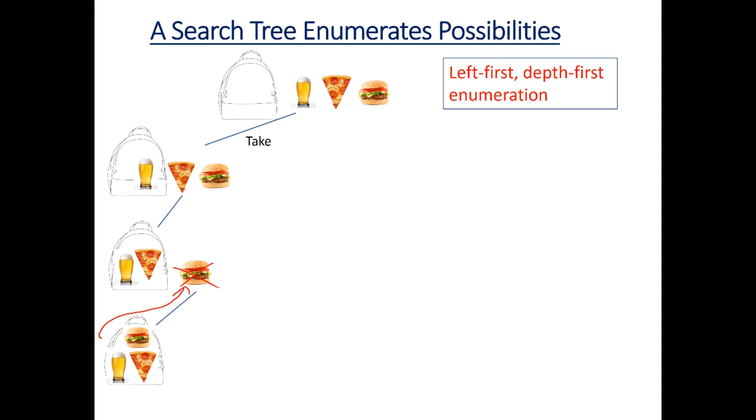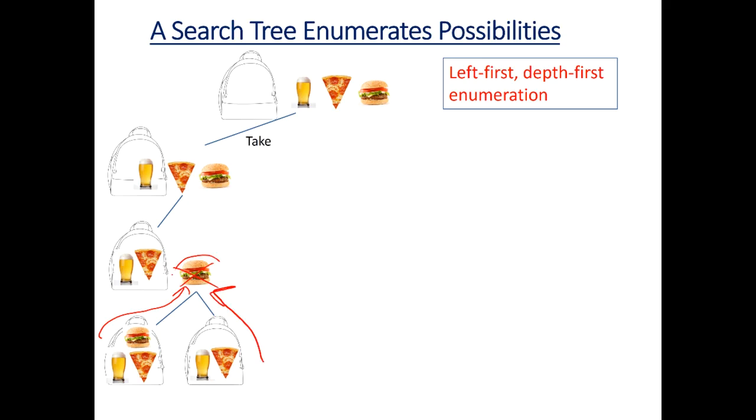What we're doing here is a left first, depth first enumeration. We always choose the left decision first. That's the decision to take. And we go all the way to the bottom of the tree. Then we start backing up and consider the next decision. So here the decision is not to take the burger. And we have that. Nothing to do here. We now back up.